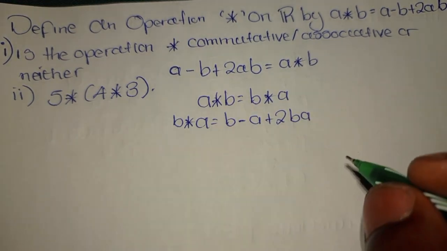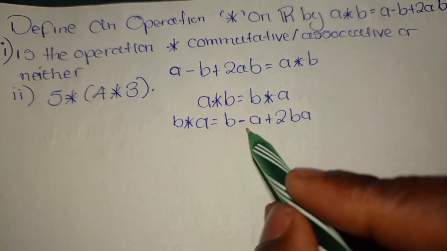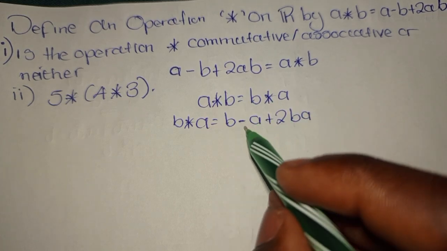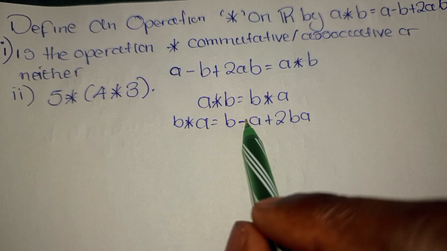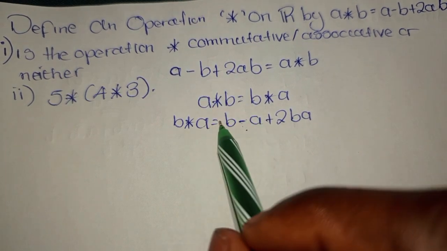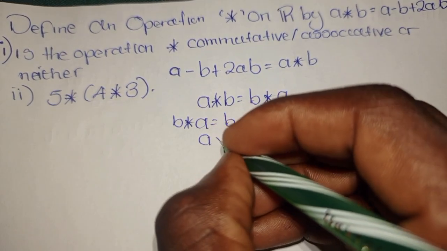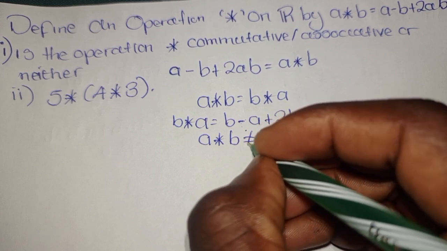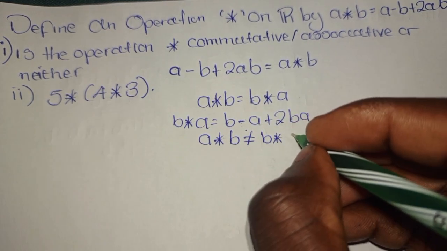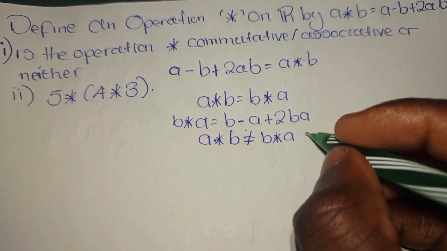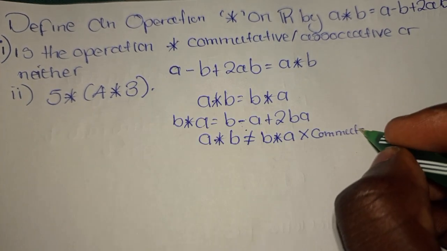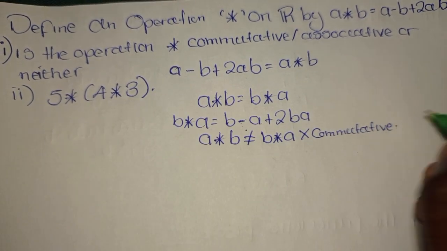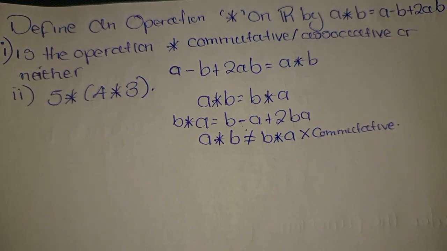Then from here you will ask yourself a question: is this expression equal to that? No, because a has changed from positive to negative and b from negative to positive. So a star b is not equal to b star a. Hence, it is not commutative. So this is how you prove the commutativity aspect of a binary operation.